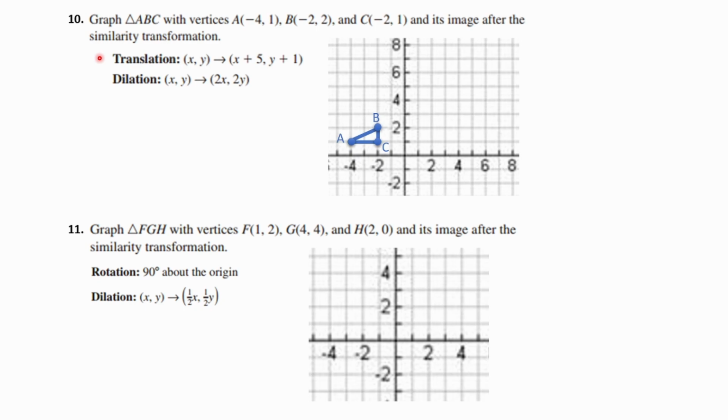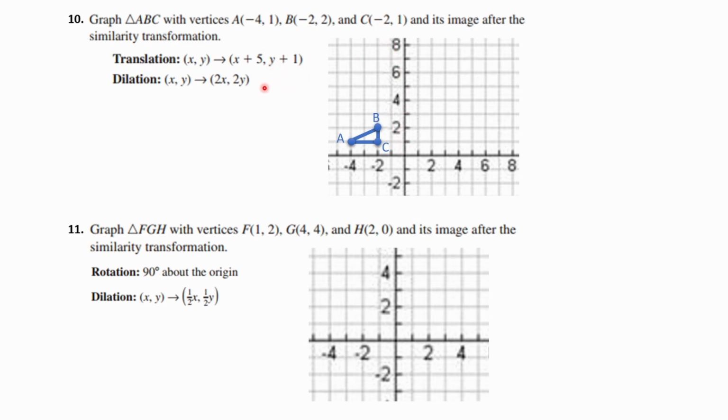So I have triangle ABC here at the points that were listed above. In translation, the rules here tell me what to do to the x and y coordinates. And so if I'm going to add 5, if you remember from first quarter, that means going to the right 5 because x increases to the right. And then plus 1 for y means it's going to go up 1 for all of my points because y increases as I go up.